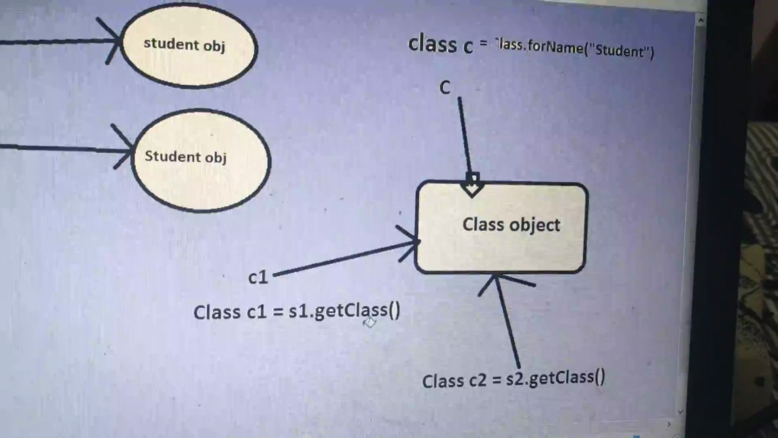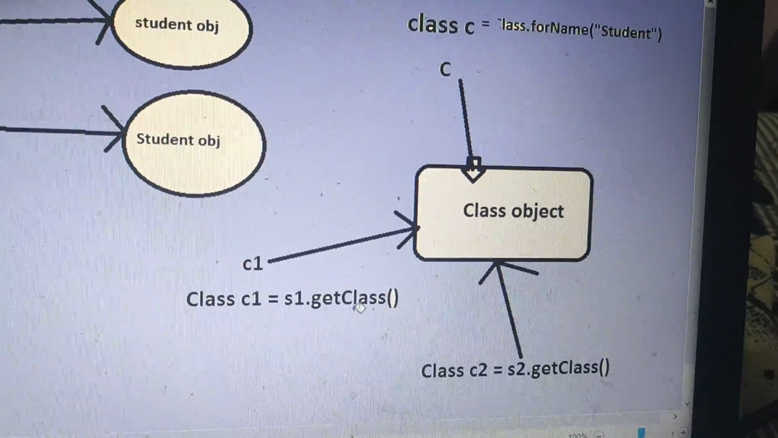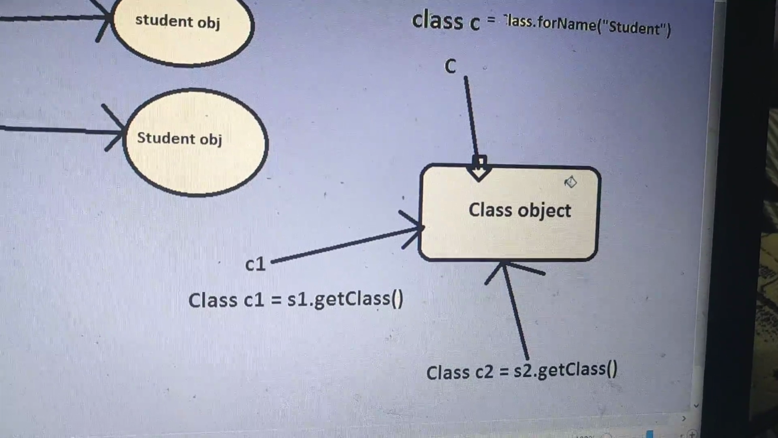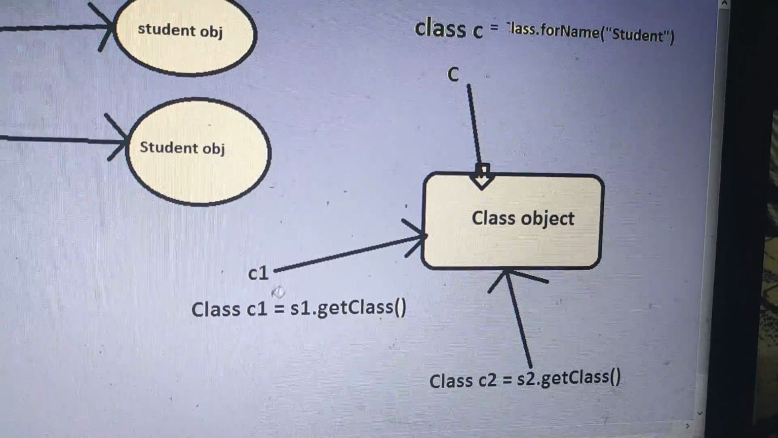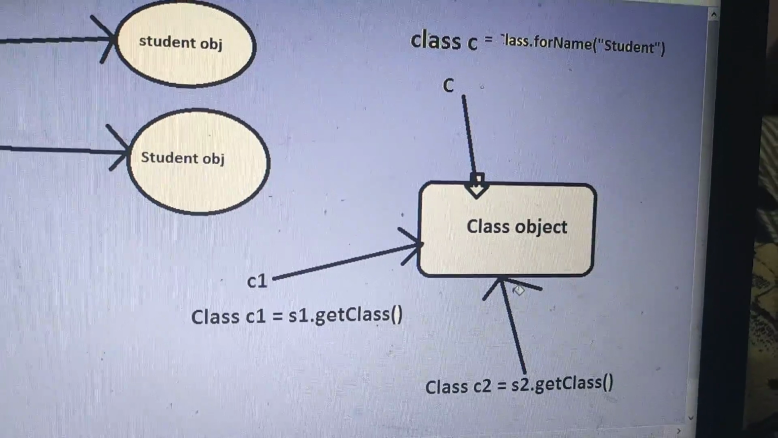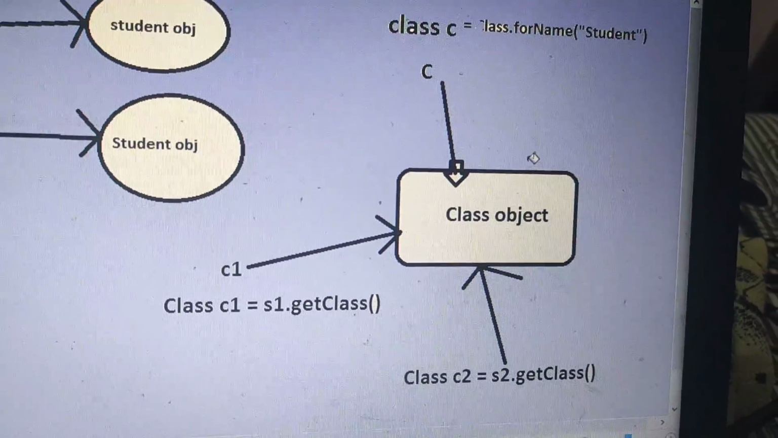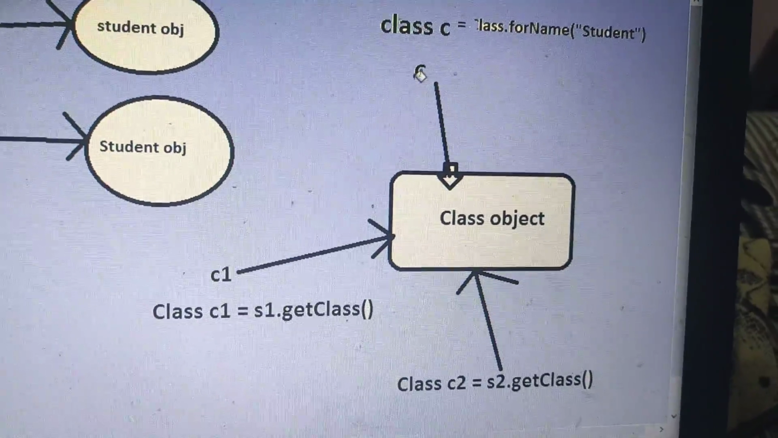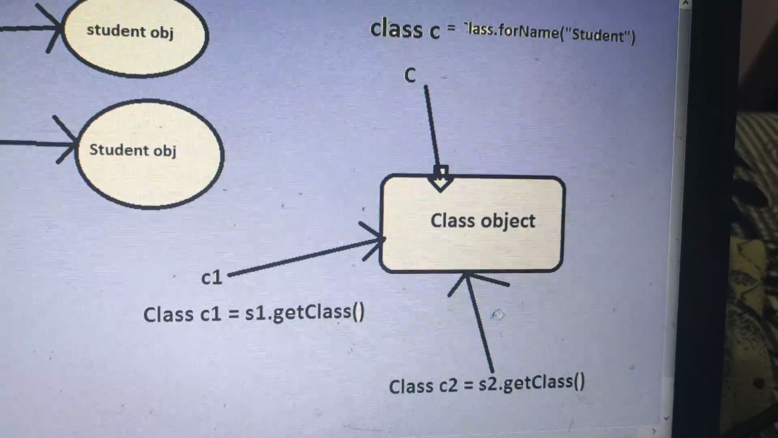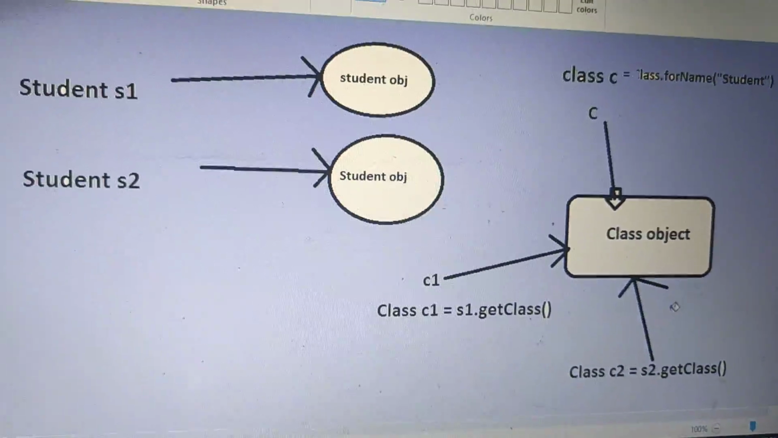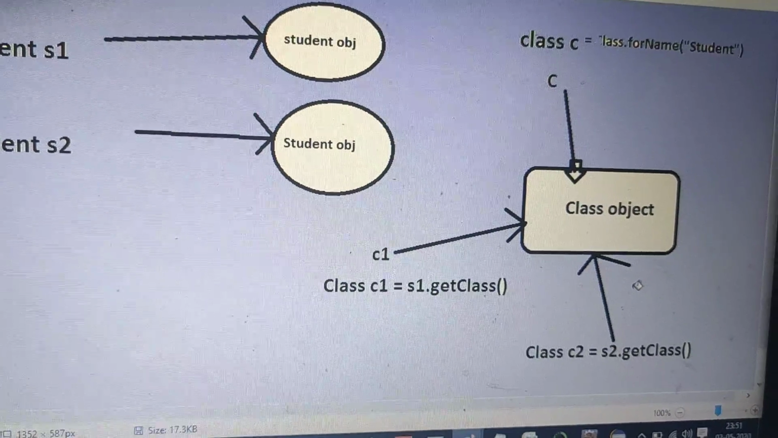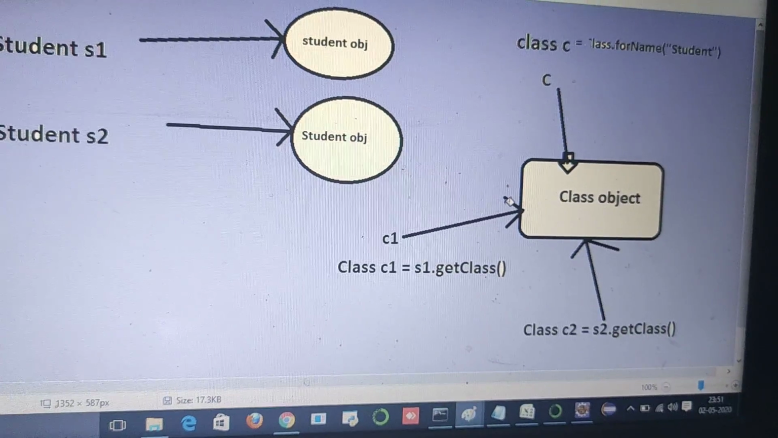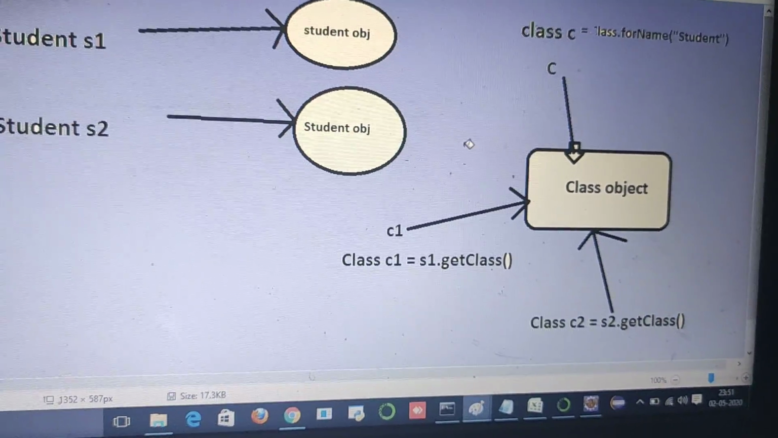So instead of creating a new Class object, the JVM will return the same Class object which is present in the JVM area to this c1 reference variable and c2 reference. Because of that, the last three lines in our program, the hash codes of c, c1 and c2, all return the same hash code. So it is clear that only one Class object will be created for your class, and that will be referred to afterwards.